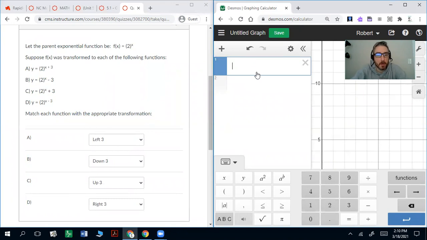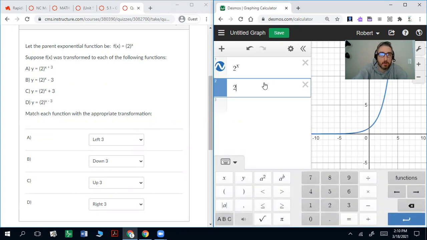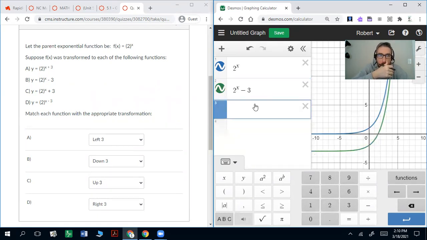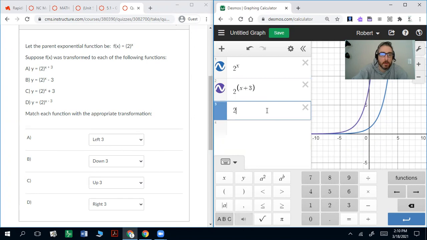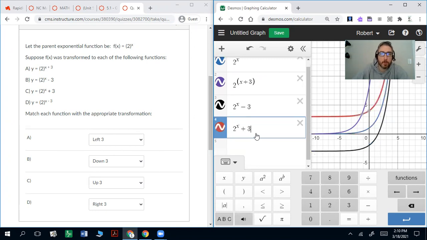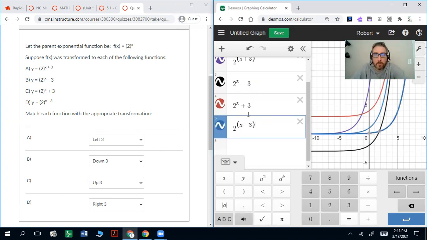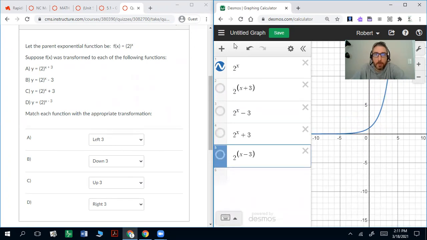If you want to graph them to compare, put your 2 to the x, hit the home screen, and then graph the other 3 functions, 2 to the x. If you don't have anything in the exponent, you don't need parentheses, but if you do, actually for part A, for instance, you would need 2 to the x plus 3 in parentheses. That indicates left 3. 2 to the x minus 3, no parentheses, that's down 3. 2 to the x plus 3, no parentheses, that's up 3. And 2 to the parentheses, x minus 3. That's how you can graph them all. So we just kind of hide them one at a time. Compare it to this. There's your left, down, up, right.